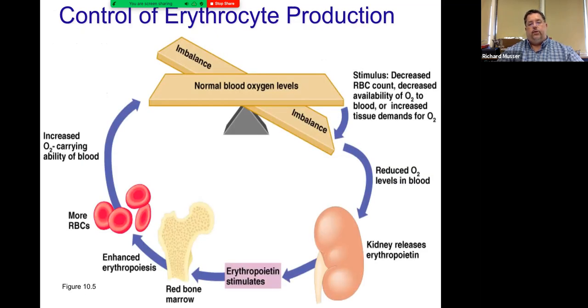Here's a picture that is easy to learn. You can see that this is a negative feedback loop. When the oxygen levels are low, the kidneys will release more erythropoietin. And that erythropoietin will then trigger the bone marrow to stimulate and make more red blood cells. And then once the oxygen levels are where they need to be in red blood cells, you'll be back to normal.